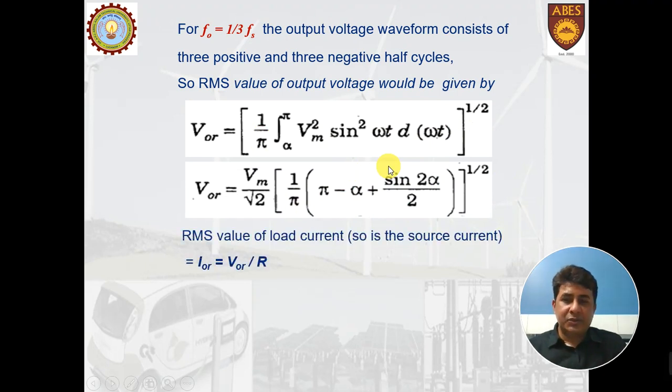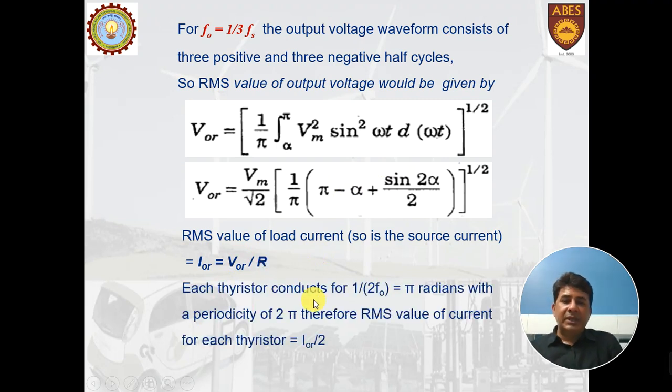RMS value of load current can be calculated by just dividing this V naught R by R. Now here each thyristor conducts for 1 by 2 f naught, which is equal to pi radians, with a periodicity of 2 pi. Therefore, the RMS value of the current for each thyristor will be I naught R by 2. Basically, it is similar to the output of a half wave rectifier. Because in one cycle the thyristor is just conducting for pi radians, that is why the RMS current will be I naught R by 2.